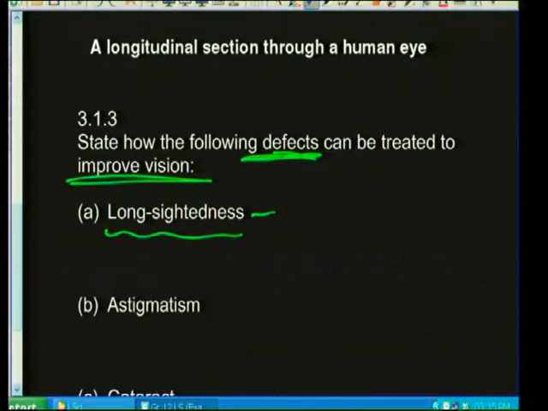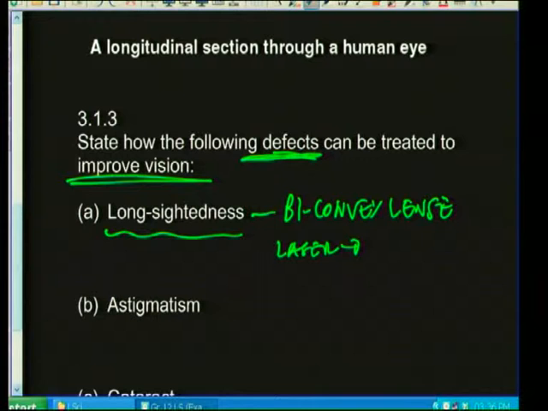And we don't want it behind, we don't want it in front, we want it on the retina. Why? Because the rods and cones are on the retina. So for long-sightedness, we must give the person biconvex lenses, either spectacles or contact lenses, or the person can have laser done to alter the shape of the cornea.